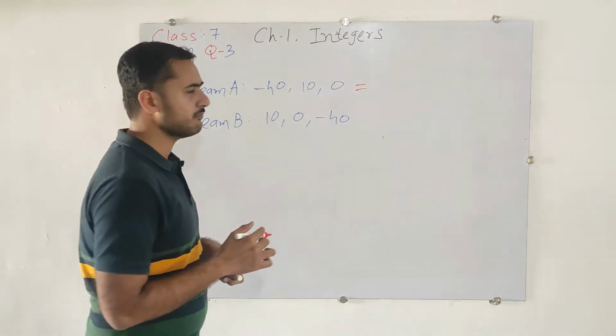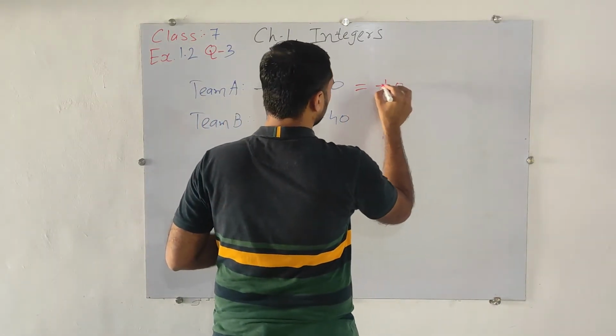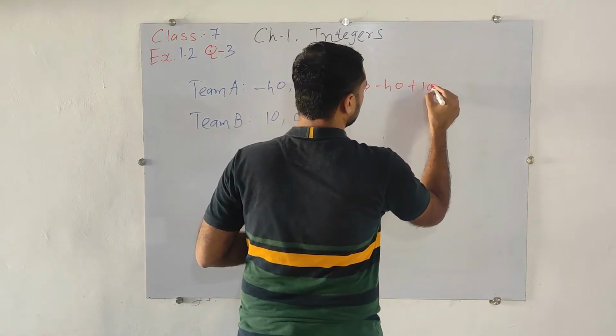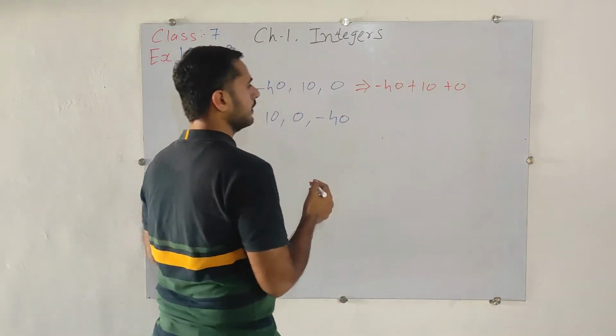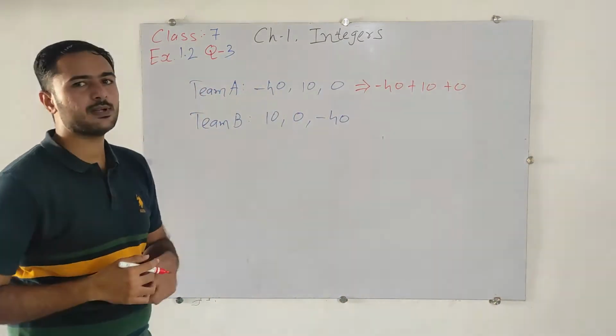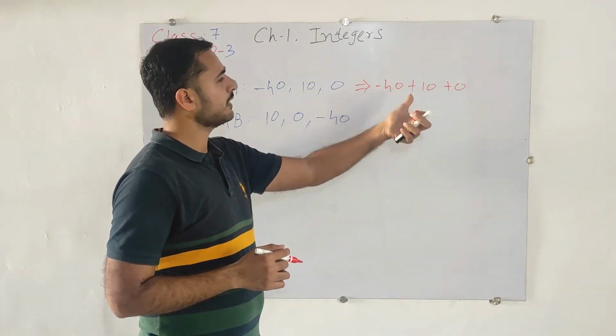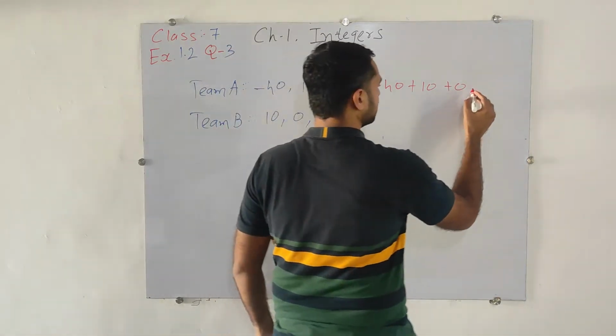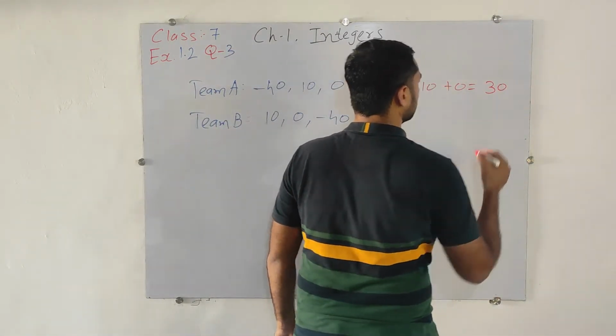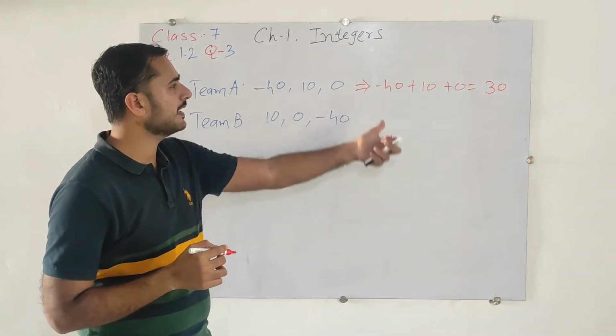Minus 40 plus 10 plus 0. Now here, minus 40 plus 10 plus 0, minus plus minus. So 40 minus 10, that is 30. And we will place the sign of the bigger number, that is minus.